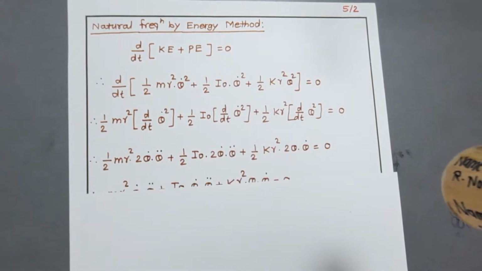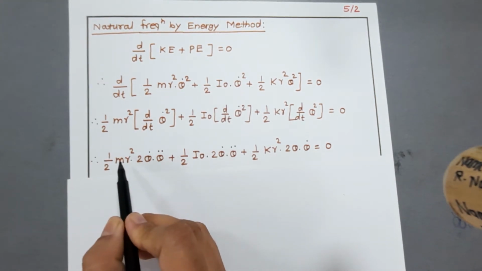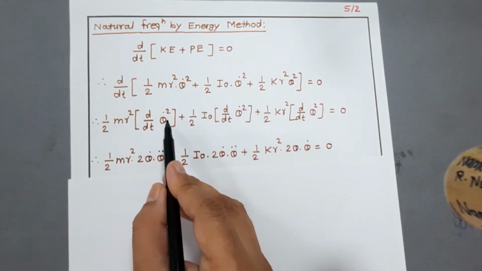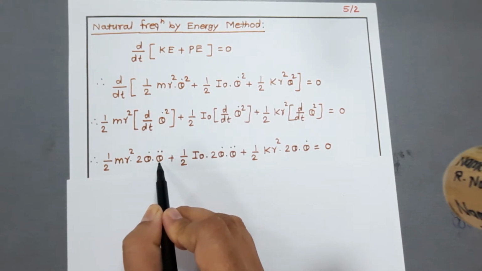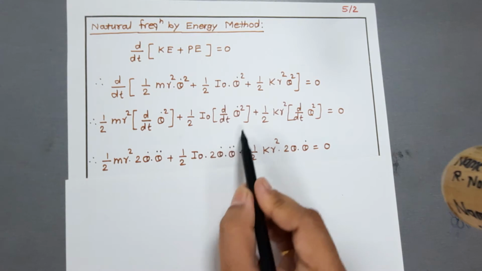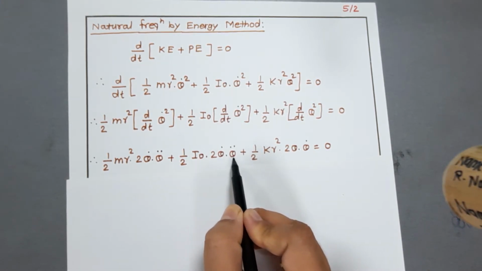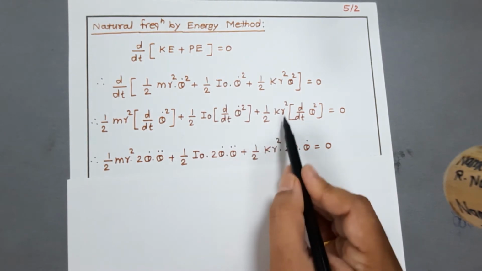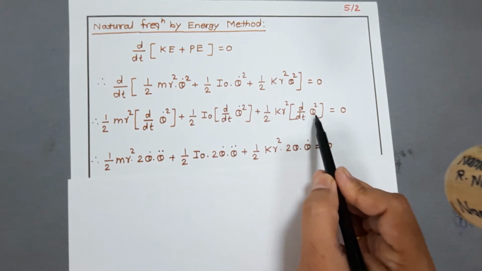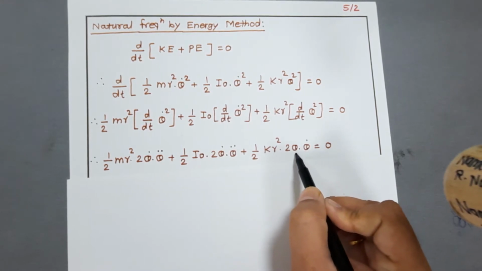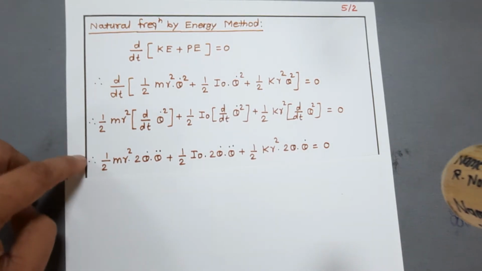Now observe, dear friends, this 1/2 m r squared as it is, so d by dt of theta dot squared is 2 into theta dot, and the derivative of theta dot is theta double dot, plus 1/2 I0 as it is. Here the derivative of theta dot squared is 2 into theta dot into theta double dot, plus 1/2 k r squared as it is, into the derivative of theta squared. The derivative of theta squared is 2 theta into the derivative of theta, theta dot, equal to 0. So this is the solution for this bracket.